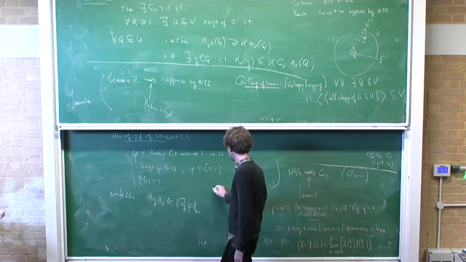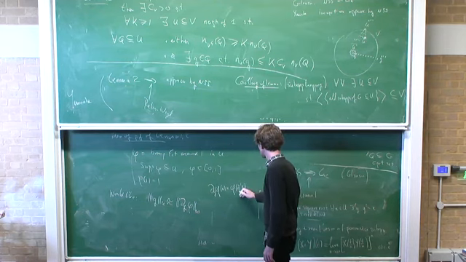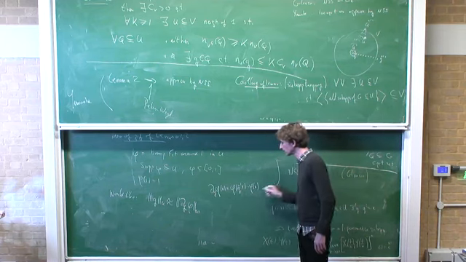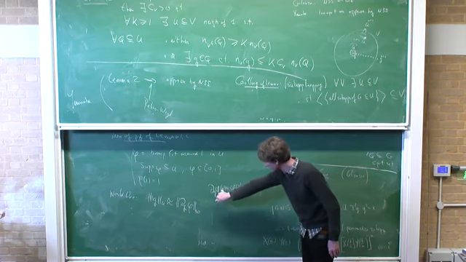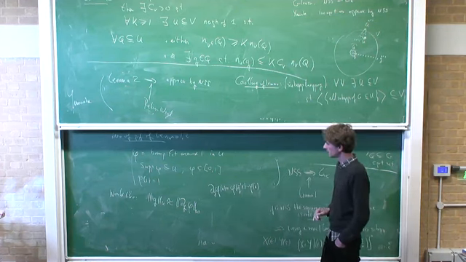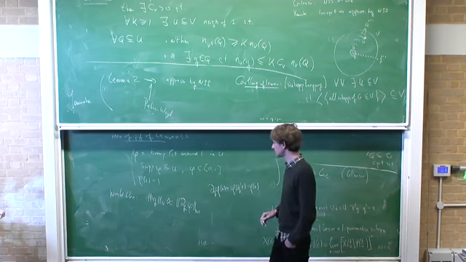So what is this? By definition, this is just phi of g inverse x minus phi of x. That's by definition what I would denote by partial d phi. It's phi of g inverse x minus phi of x. Why do I say that you would like to write that?